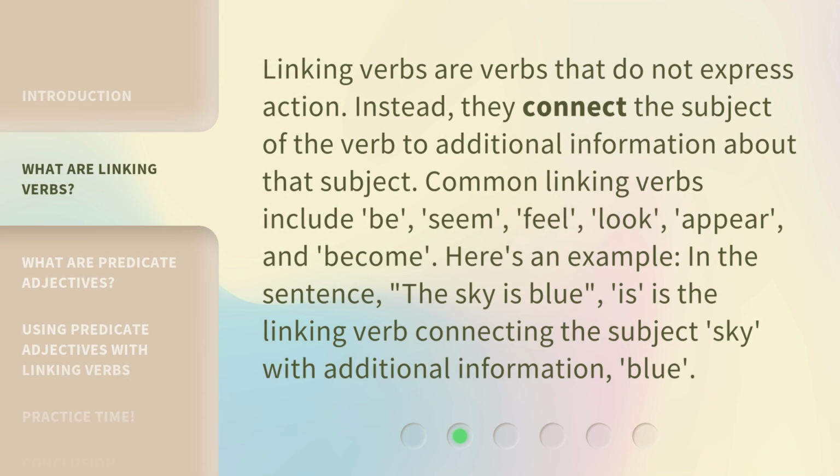Linking verbs are verbs that do not express action. Instead, they connect the subject of the verb to additional information about that subject. Common linking verbs include be, seem, feel, look, appear, and become. Here's an example. In the sentence, "The sky is blue," "is" is the linking verb connecting the subject, "sky," with additional information, "blue."